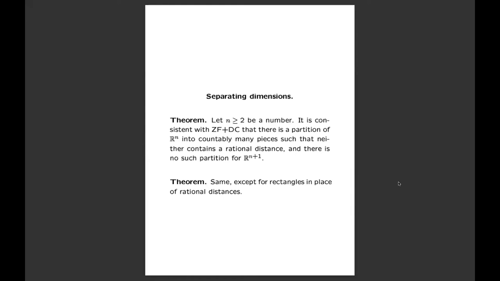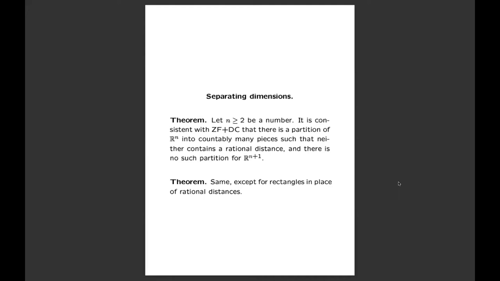In fact, there's nothing particularly special about rational distances. For example, you can find a variation of this theorem where instead of rational distances, you talk about Euclidean rectangles. Let me stress, you need to go into the choiceless context to see the differences, because in ZFC, having this partition for rectangles in any dimension is equivalent to the continuum hypothesis. But in the choiceless context, you can see that the partitions for rectangles are more difficult to obtain in higher dimensions than in the lower ones. Okay, yes?